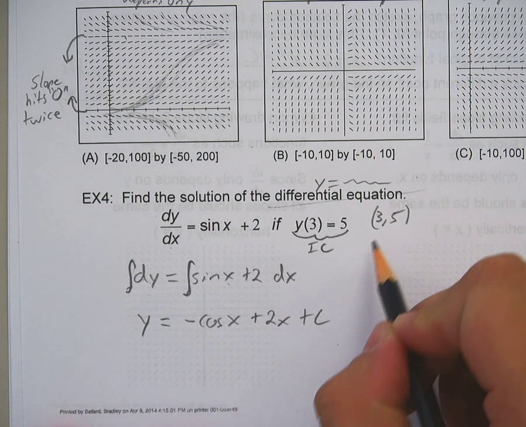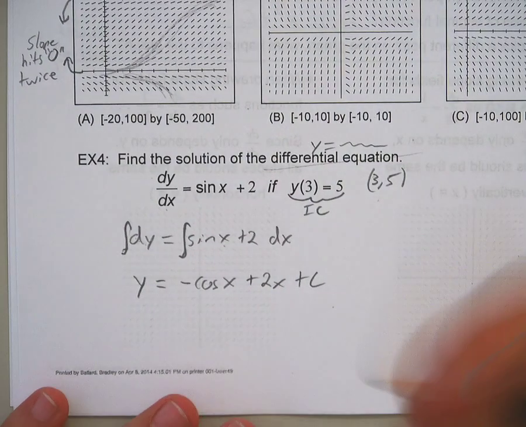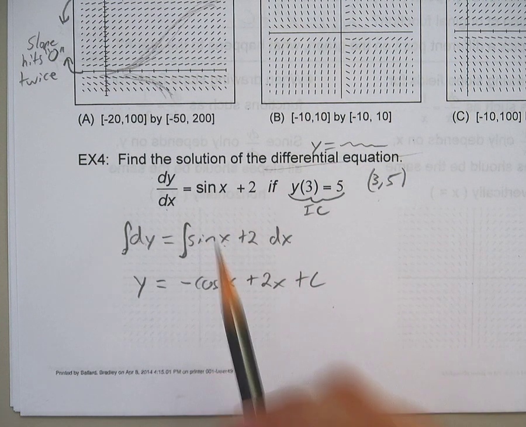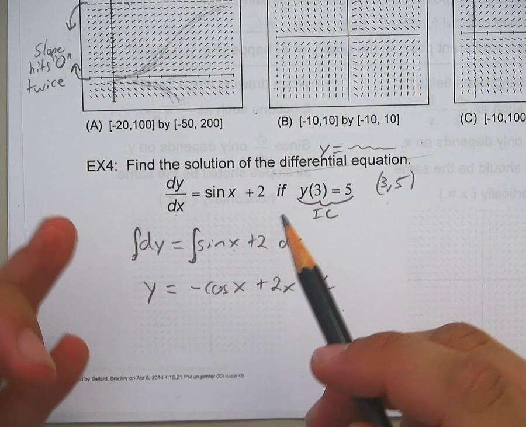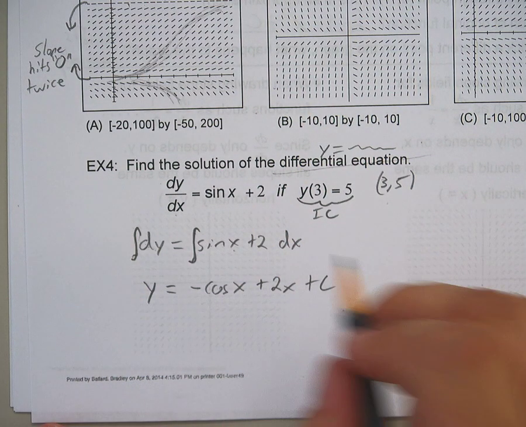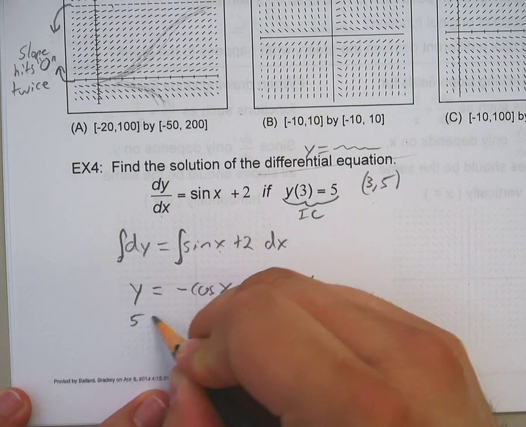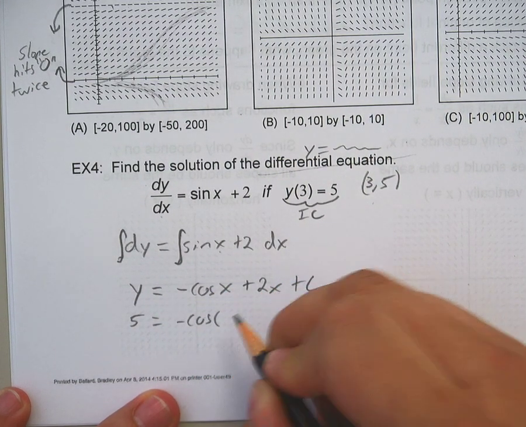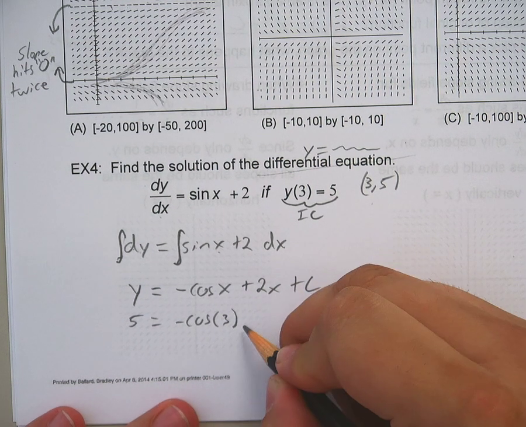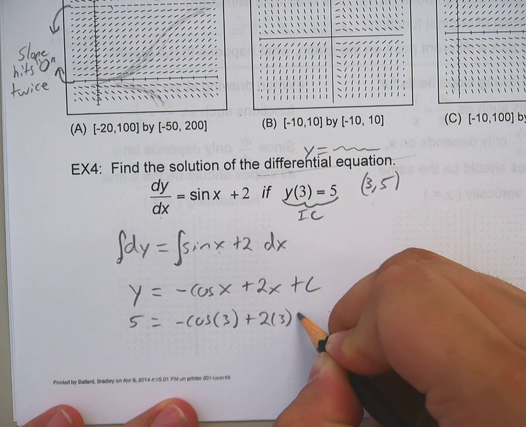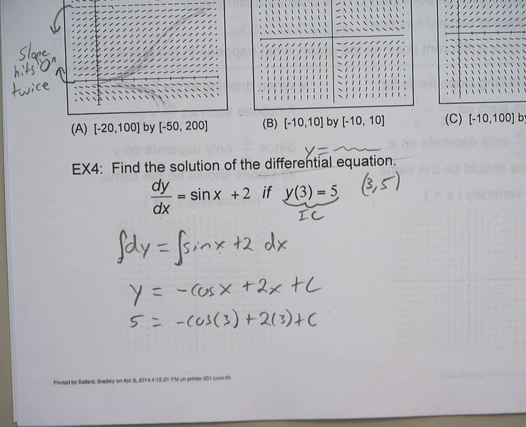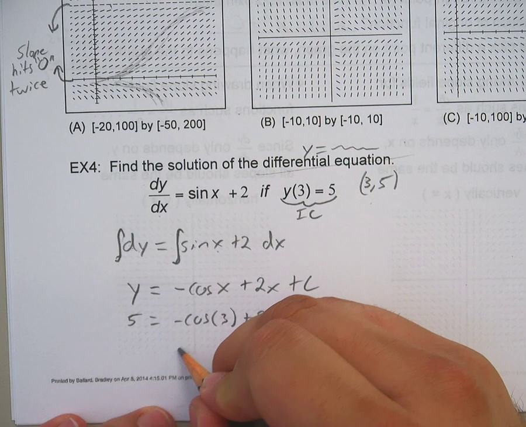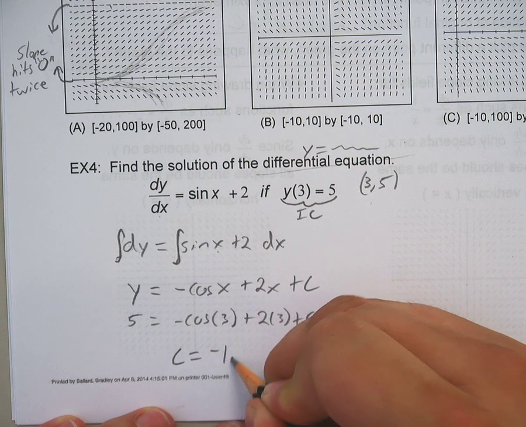And now I use my initial condition to figure out what c is. So what they've done is they've given us a derivative and they're telling us, hey, find the original equation that goes through this point. So I separate my variables, integrate it, and now plug my numbers back in. So I'm going to plug in a 5 for y, negative cosine of 3 plus 2 times 3 plus c. And you can use your calculator here. Most of the differential equations questions, if they're asking for a specific solution, will let you use your calculator. So c is going to be negative 1.990.